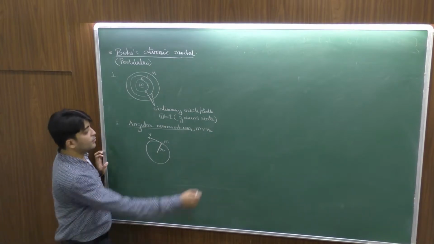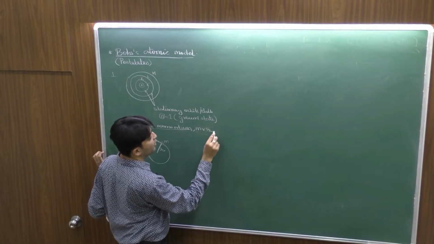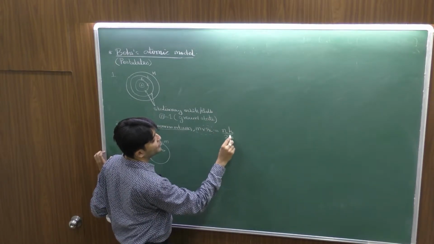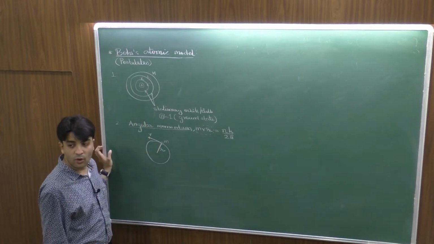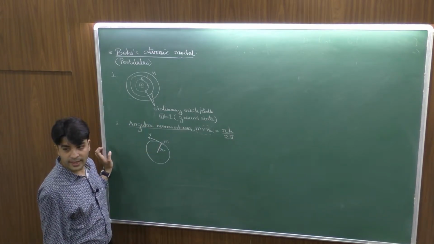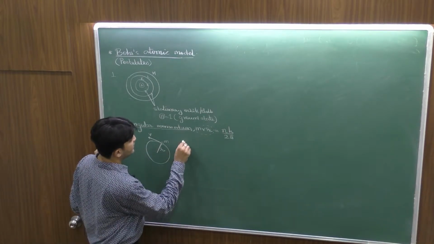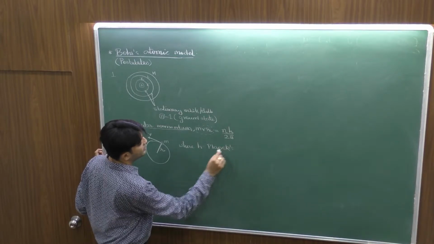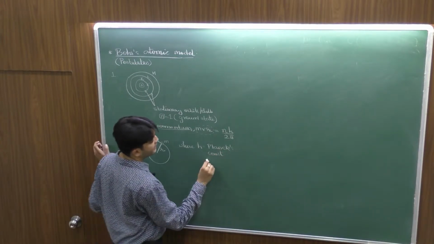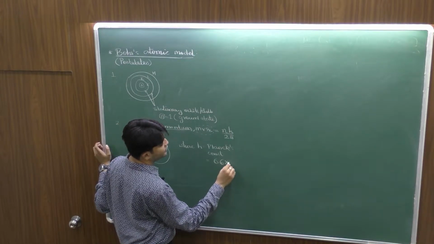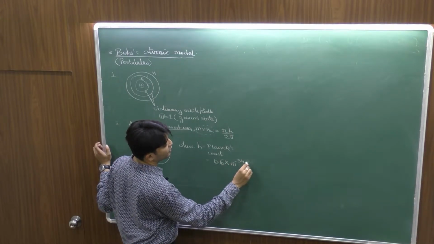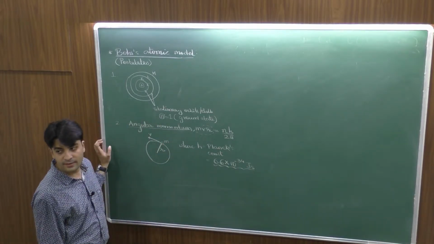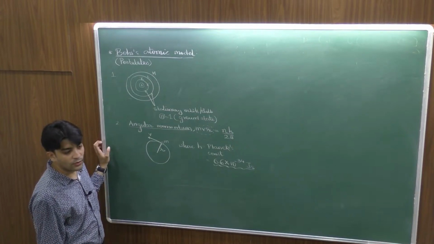Now, here Bohr states that the angular momentum of the electron is always an integral multiple of h by 2 pi. Now, this is something very important. It is always an integral multiple of h by 2 pi, where this h is called Planck's constant. Planck's constant has a constant value of 6.6 into 10 raised to minus 34 joule second, to be remembered.